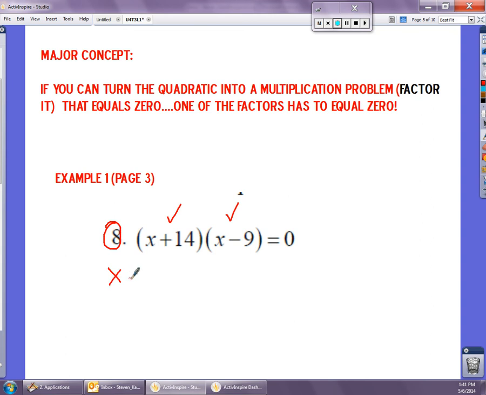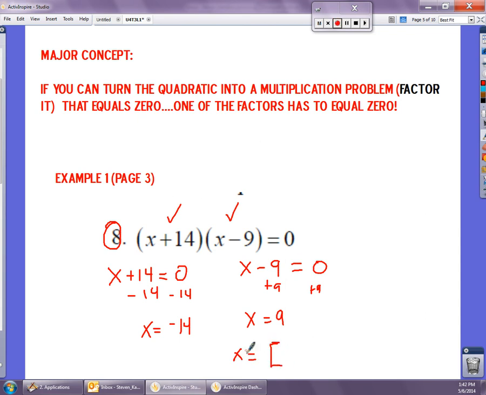So what you can do is set the first factor, x plus 14, equal to 0, or x minus 9 equal to 0. And when you solve each of them for x, you get negative 14, and add 9 to both sides here, and you get positive 9. These are the two things that x could be in order for this equation to equal 0. Either way, as long as x is one of these two things, this will equal 0.